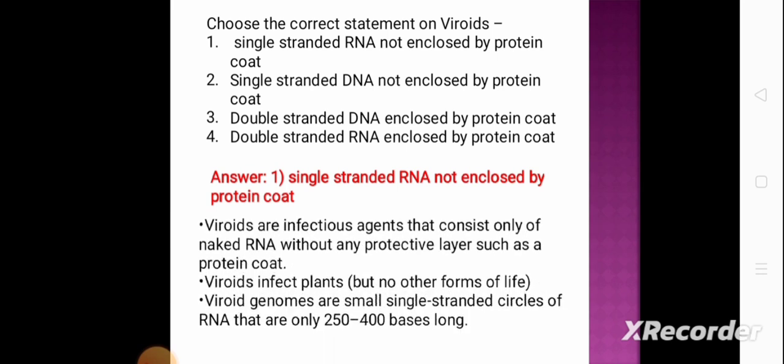Viroids are infectious agents that consist only of naked RNA without any protective layer such as a protein coat. Viroids infect plants but not other forms of life. Viroid genomes are small single-stranded circles of RNA that are only 250 to 400 bases long.